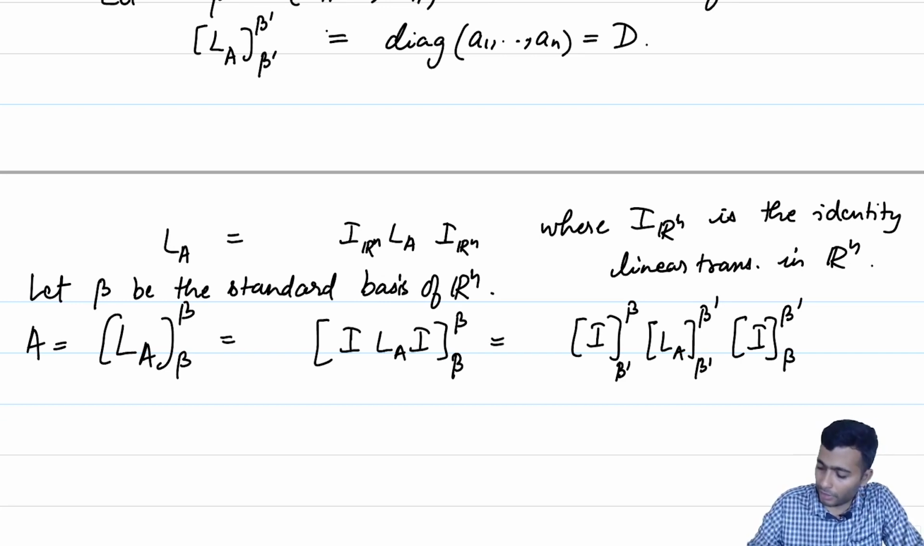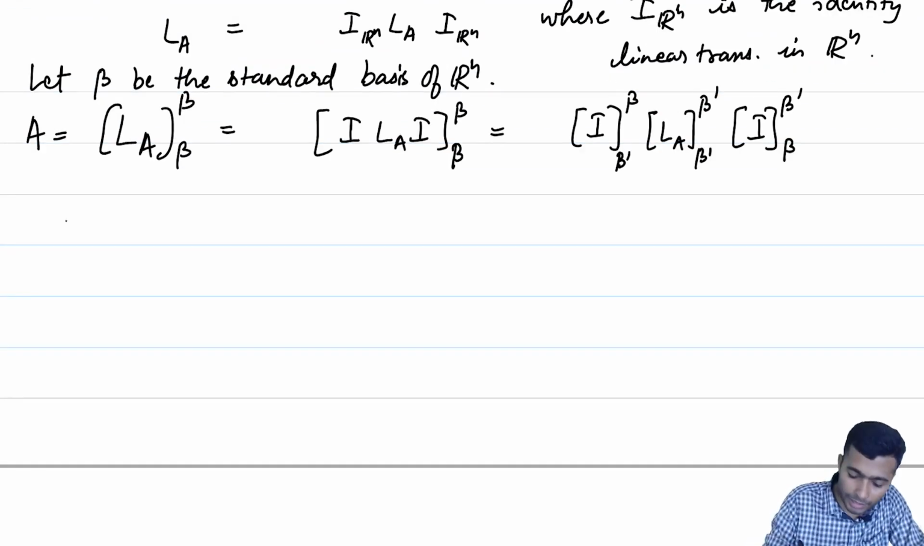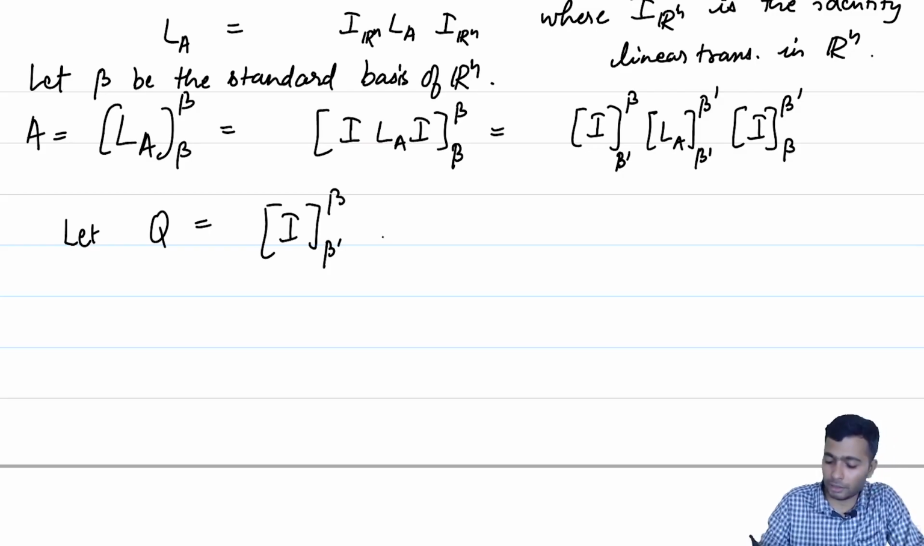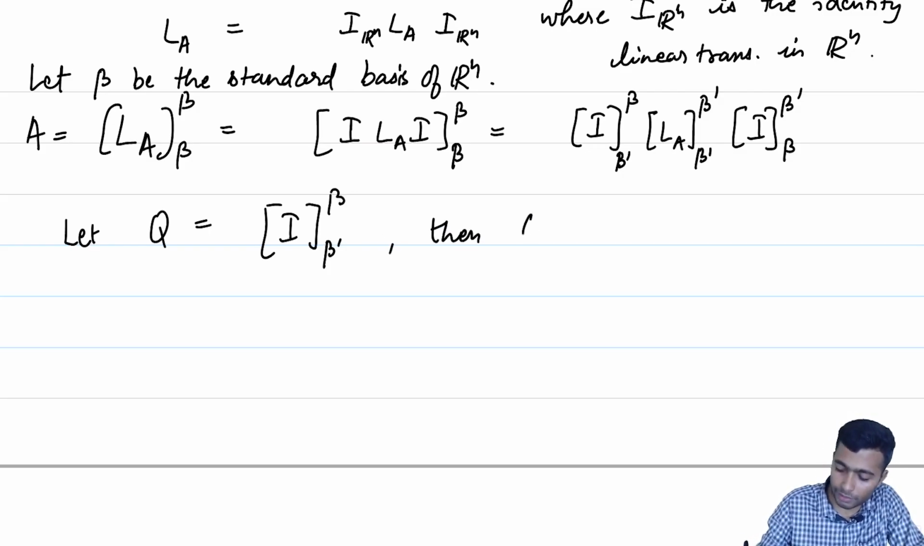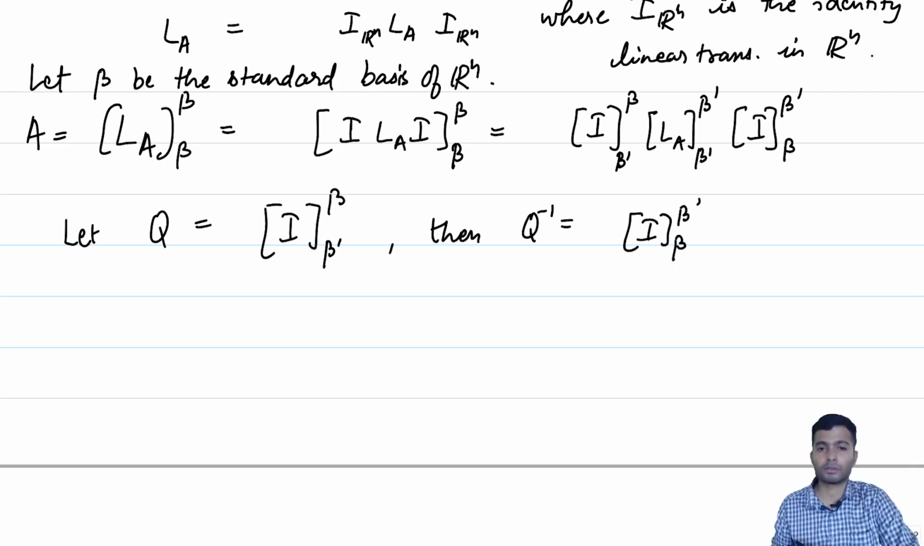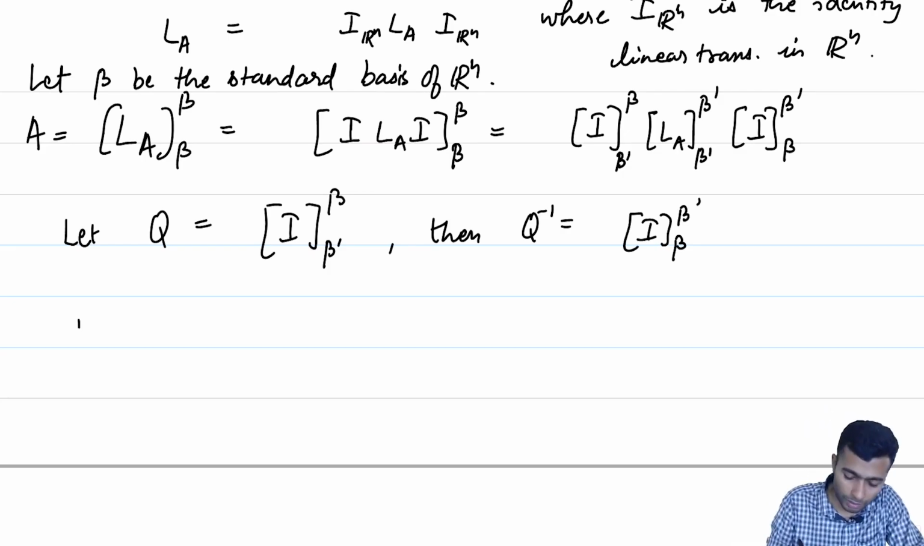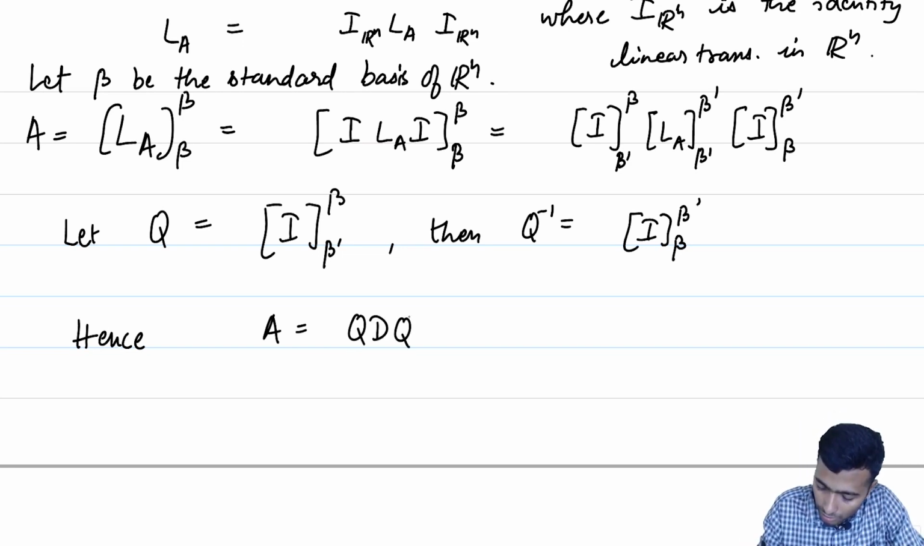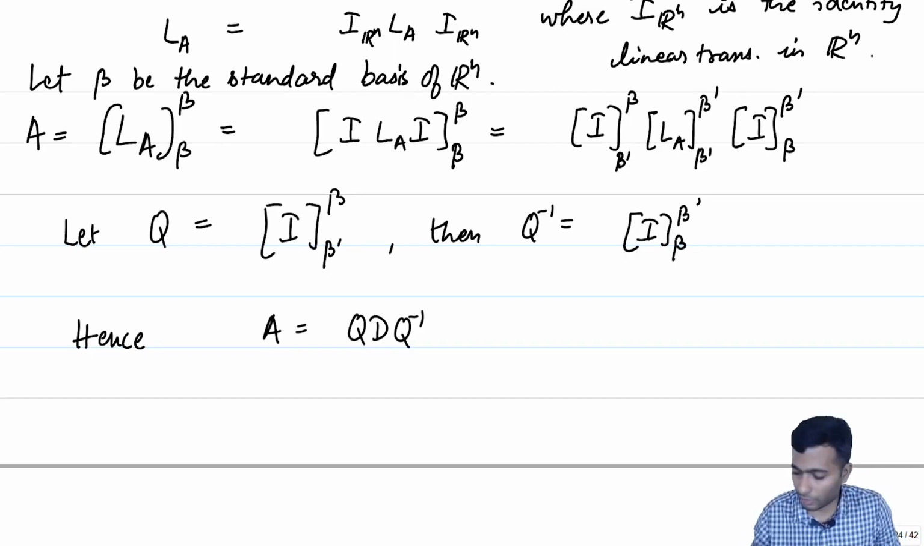Let Q be the matrix I from beta prime to beta. Then this is a change of basis matrix, and Q inverse is nothing but I from beta to beta prime. This is something which we have already seen, and therefore A is nothing but Q times the matrix of LA with respect to beta prime. Recall that beta prime was exactly that basis with respect to which LA was a diagonal matrix. So, this is QDQ inverse, and that is precisely what we had set out to prove.